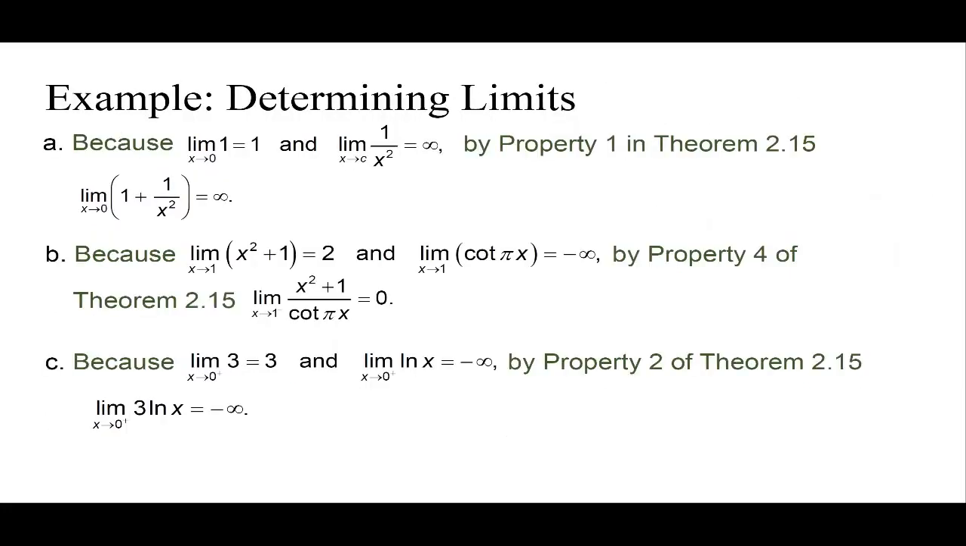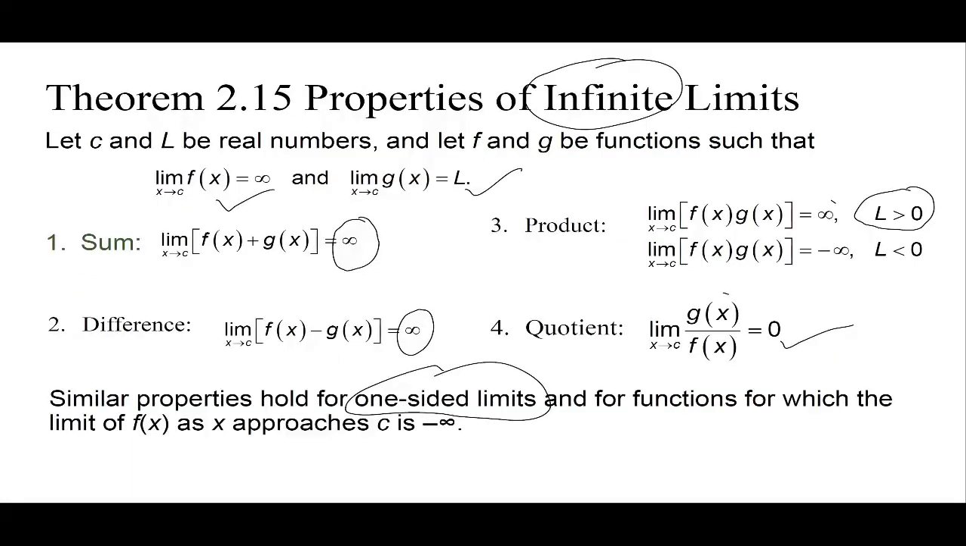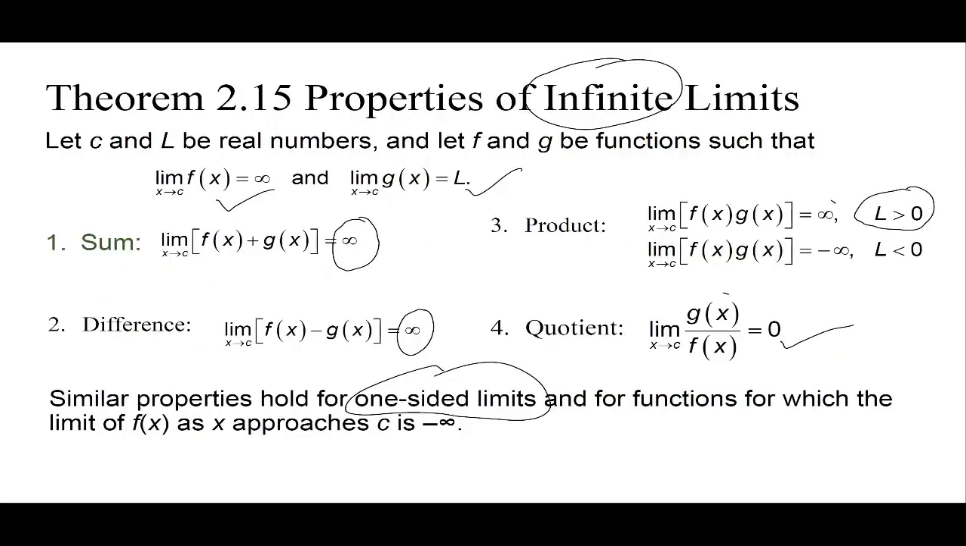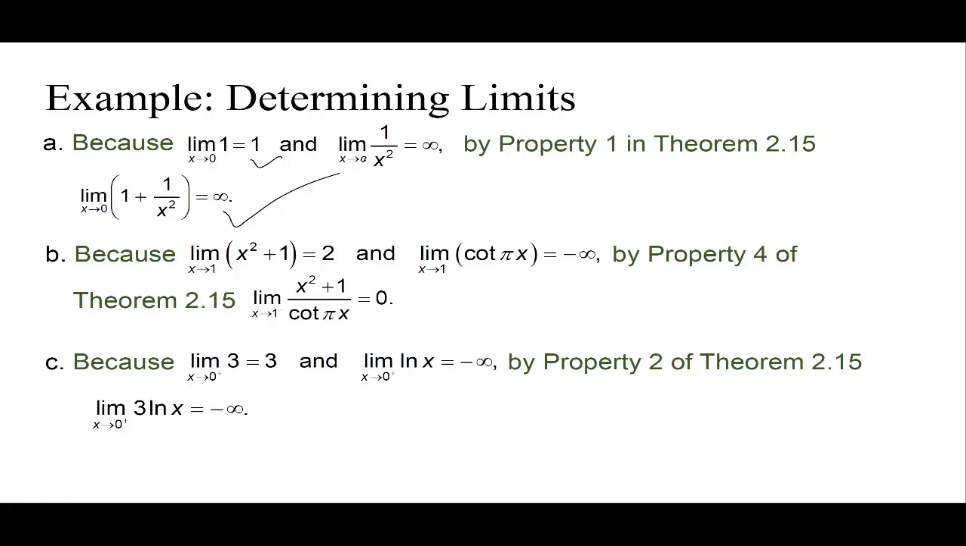For example, we know that the limit of 1 when x approaches 0 is 1. The limit of 1 over x squared when x approaches 0 is infinity. And now we can combine these two, and we can find the limit of 1 plus 1 over x squared, because the limit of 1 is finite and the limit of this is infinite. By using the first property of the sum, that would be positive infinity. So now you can apply very similar types of these properties for these problems. Okay, so that's infinite limits.